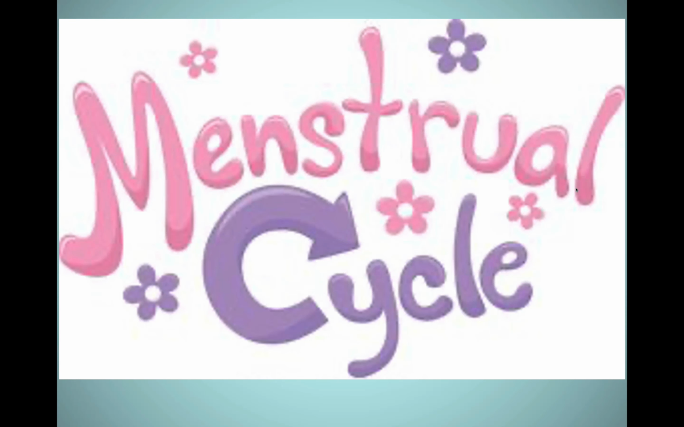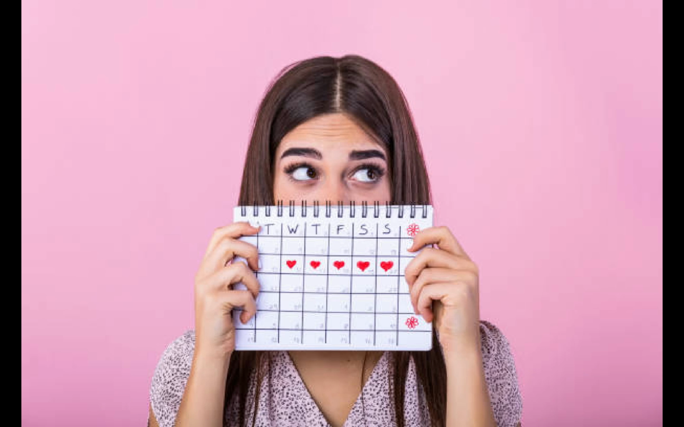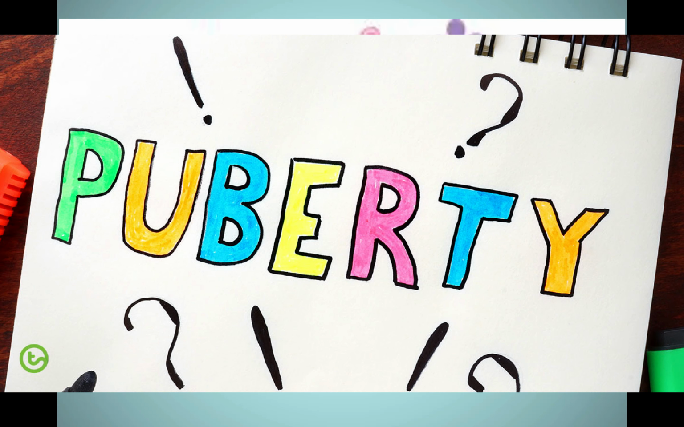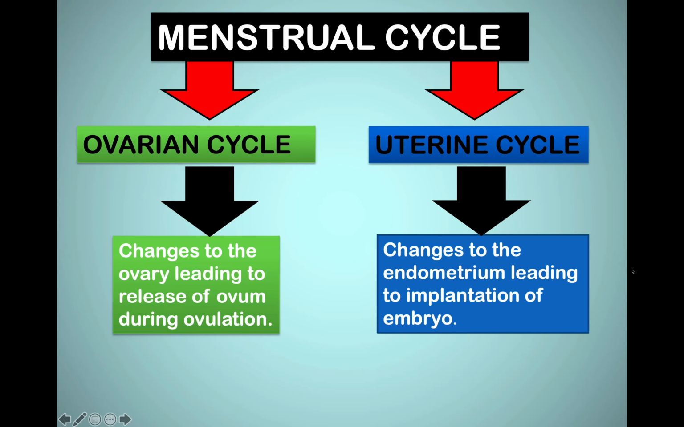Let's move on to our lesson on the menstrual cycle. Right, children, you need to understand that there are 2 cycles that are taking place every 28 days in mature females, in females who have reached puberty. Okay, what are these 2 cycles that I am talking about?